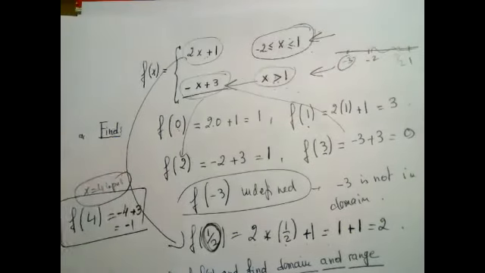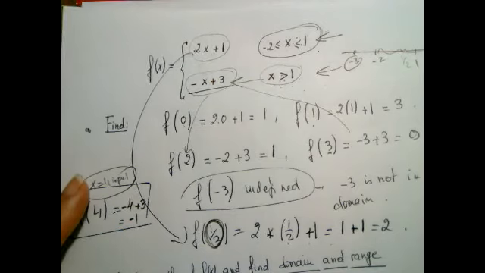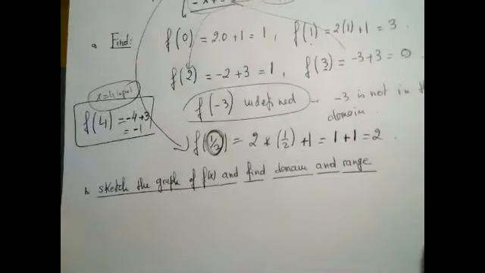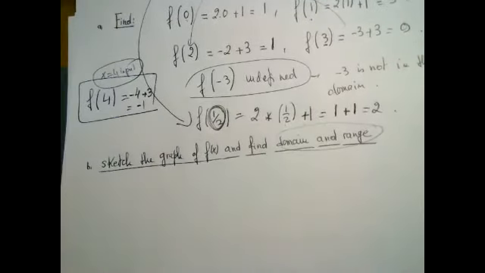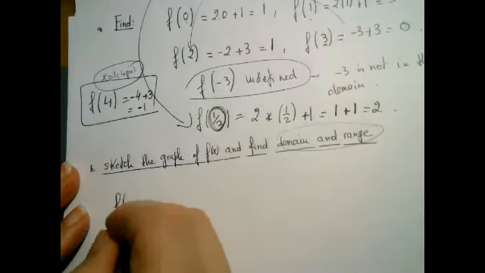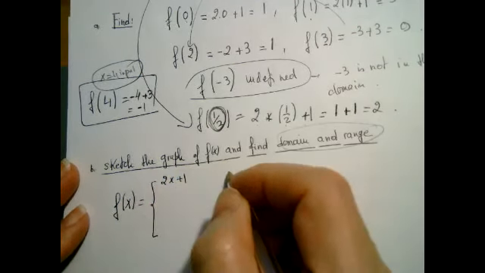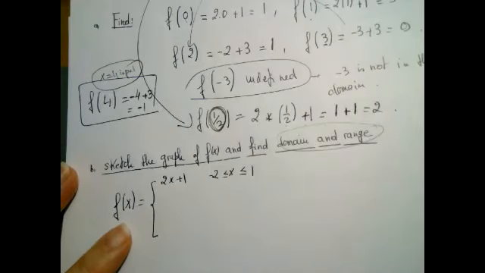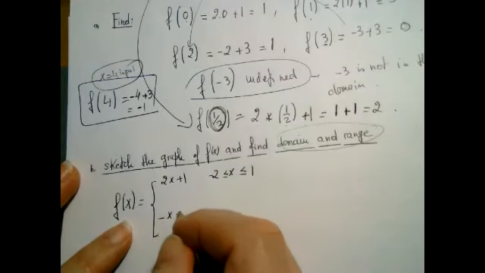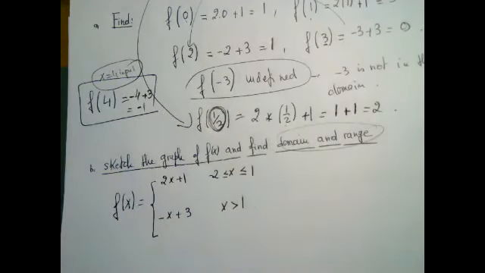Please ask questions because I want this to be very clear. Anybody? Okay. Part 2: sketch the graph of f. Let me rewrite f here. It's 2x plus 1 as long as x is between -2 and 1, and it's -x plus 3 for x bigger than 1. That's the function I'm working with. My question is, how can we sketch the graph?